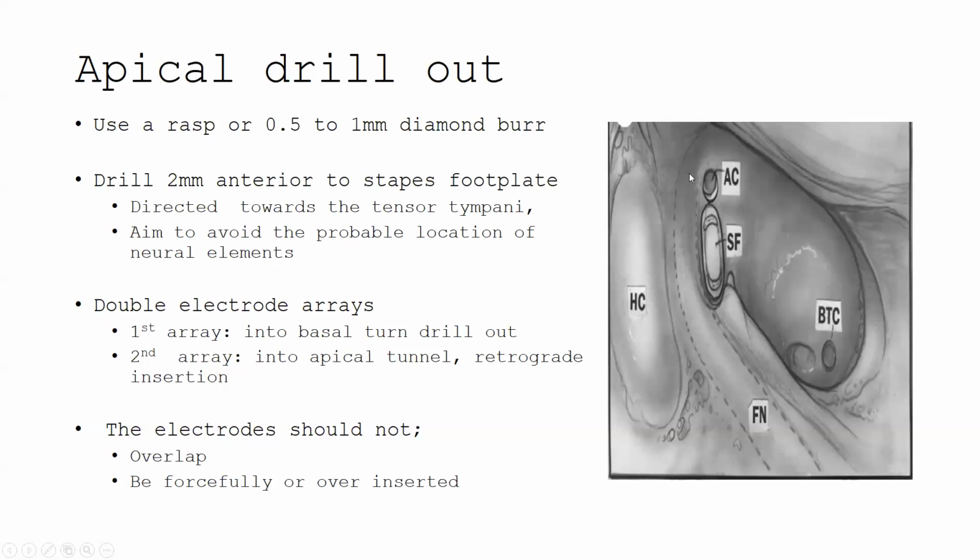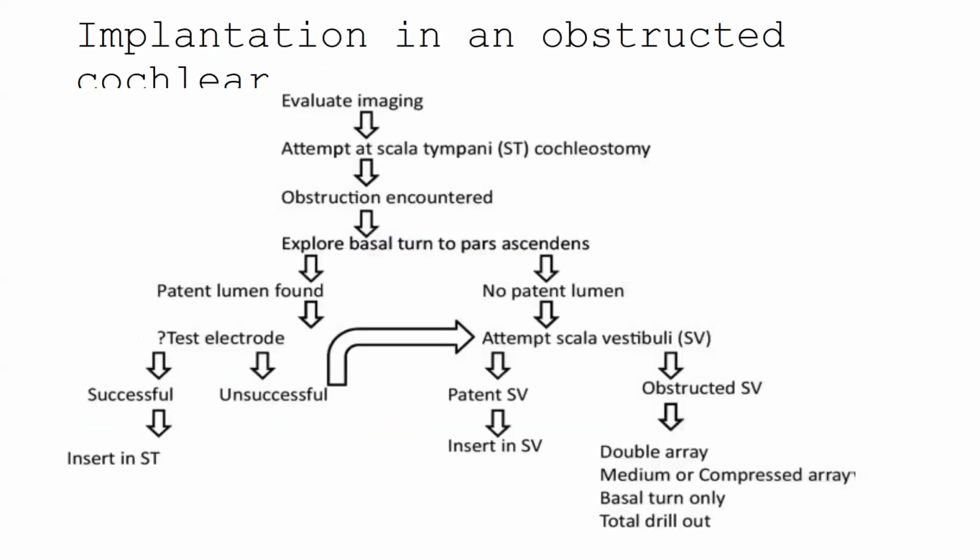It's important not to move superiorly, because we risk damaging the facial nerve and the geniculate ganglion, but also not too far anteriorly, because we have the carotid artery. So for apical turn drill outs, double array electrodes can be used, where one array is inserted into the apical turn drill out, and then a second array can be inserted into our basal turn drill out. Important is that two electrodes should not overlap, because they will not be usable, and they should not be forcefully inserted. You insert the electrode as smoothly as you can to get a better response.